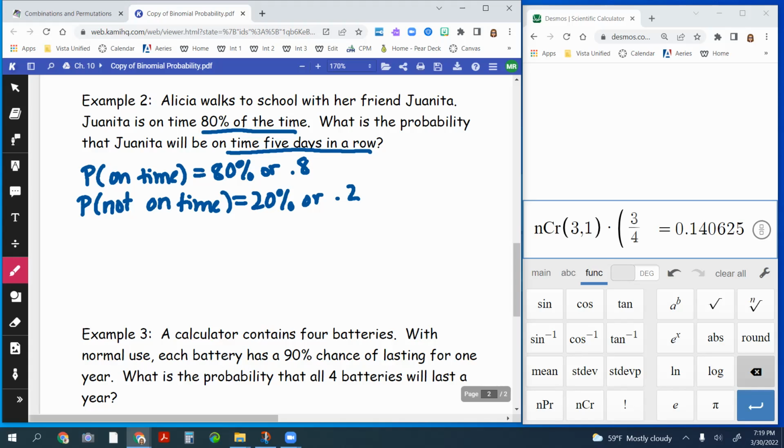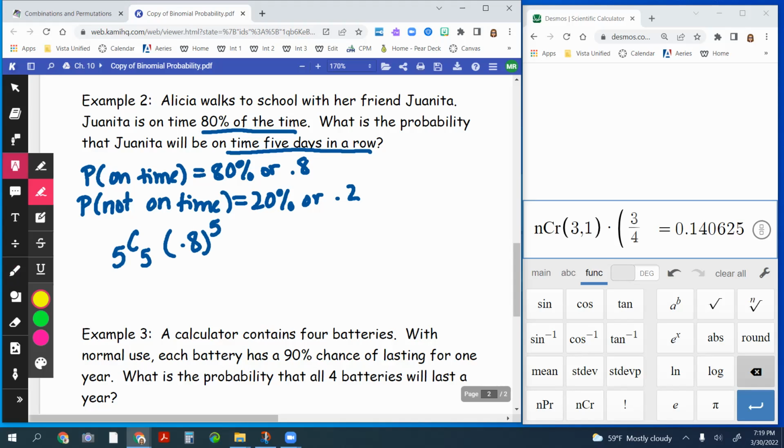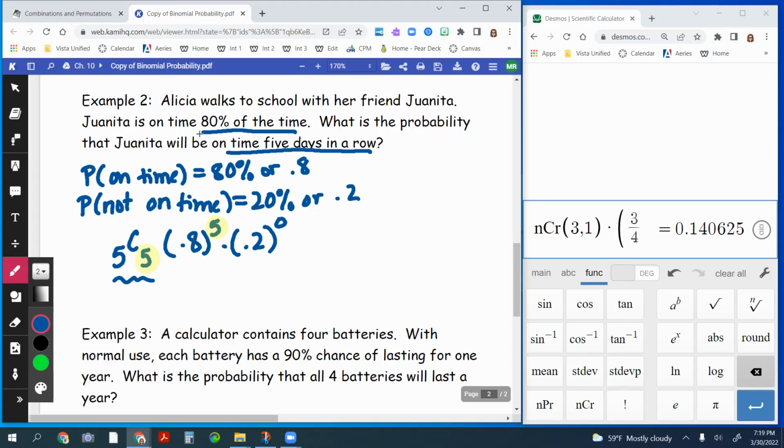Now we are going to have 5 trials, so it's going to be 5 choose 5, because we want all 5 days to be a success, that she's on time all 5 days. So that's going to be 5 choose 5 times 0.8 to the power 5. What's always going to happen is this power and this power are going to match, times 0.2, and 5 plus what gets us 5? 0. Now a quick note, 5 choose 5 or n choose n is always 1. And 0.2 to the power 0 is also a 1. So really, all I need to put in my calculator is 0.8 to the power 5.